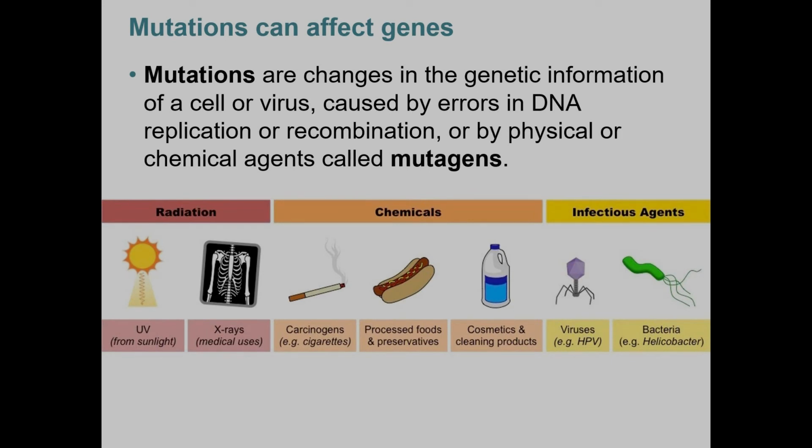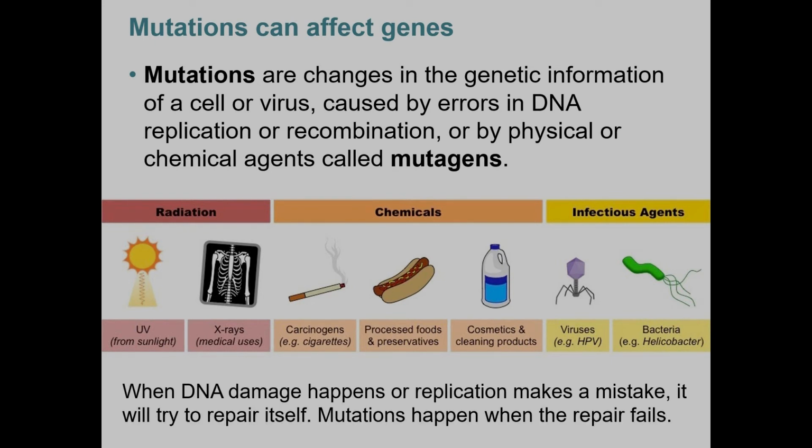Mutagens fall into several different categories. For example, radiation can be a mutagen, which is why sun exposure can cause cancer and why you have to be careful about X-rays. Chemicals can also be mutagens, like the carcinogens found in cigarettes, or preservatives in processed foods, and some cosmetics and cleaning products. And other options are infectious agents, like HPV and Helicobacter, which can also cause mutations. That's why viruses and bacteria are sometimes associated with cancer.